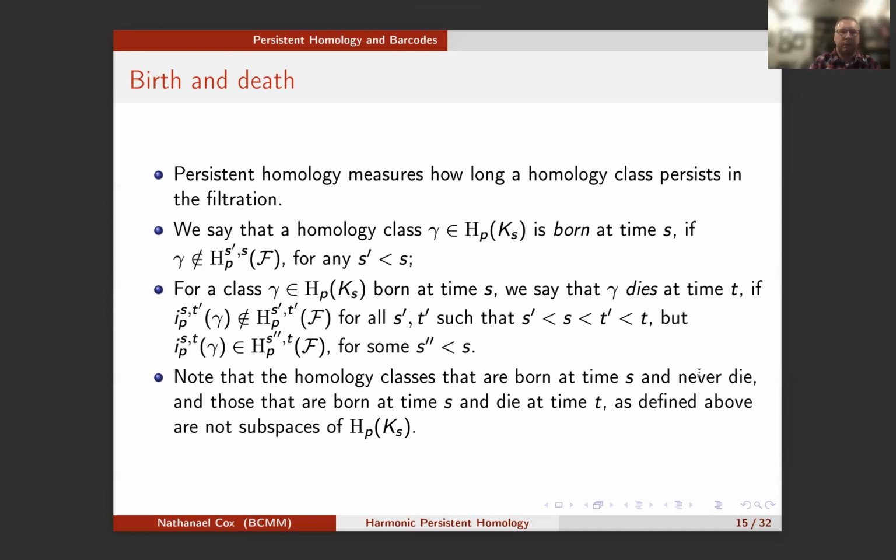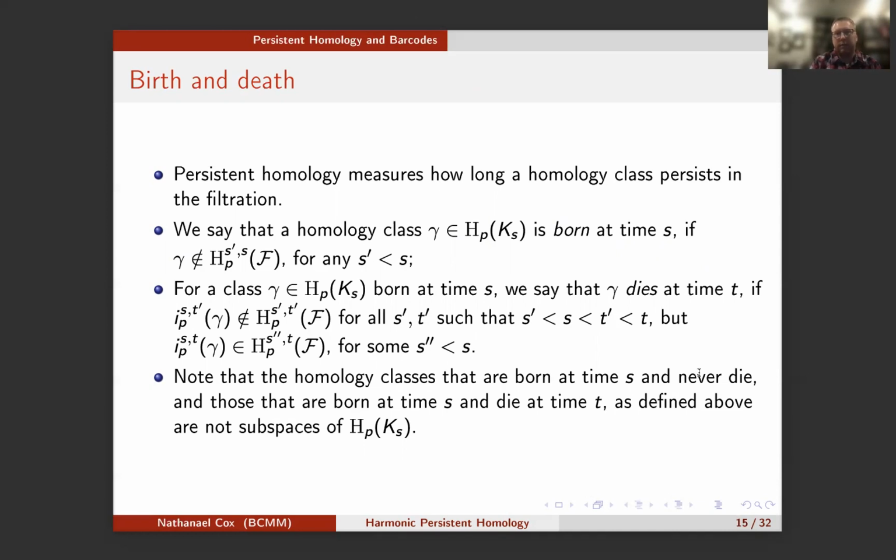We say a homology class gamma is born at time s if it's not in any persistent homology class going into s from any s' less than s. And if a homology class is born at time s, we say that it dies at time t if this second, more complicated expression holds. One thing that we want to note is that the homology classes that are born at time s and never die, and those that are born at time s and die at time t, are not actually subspaces of H_p of K_s.